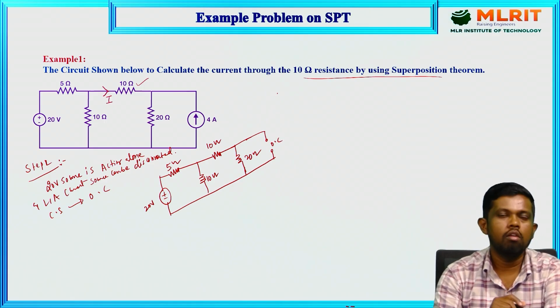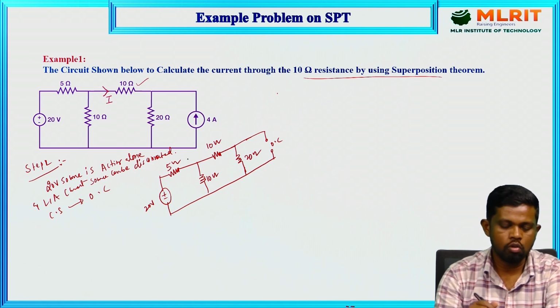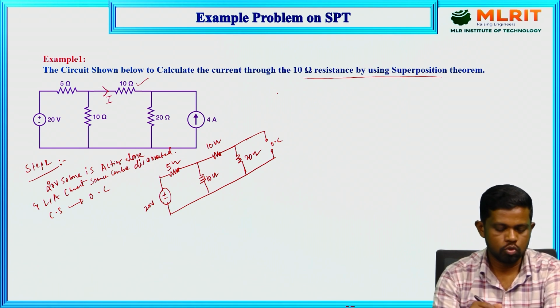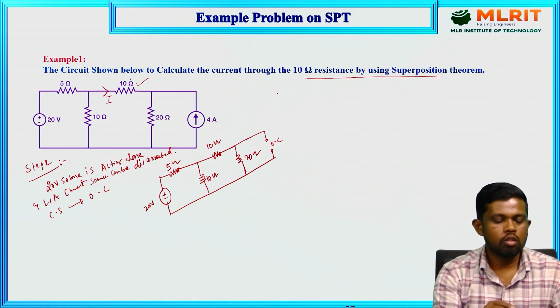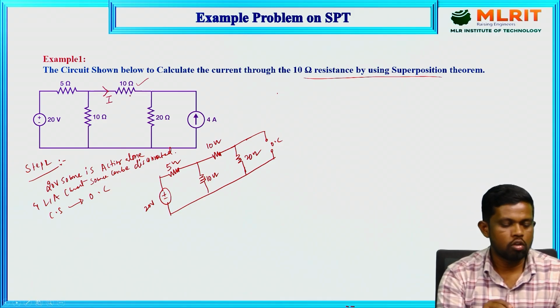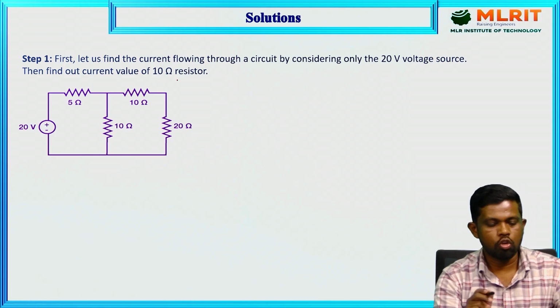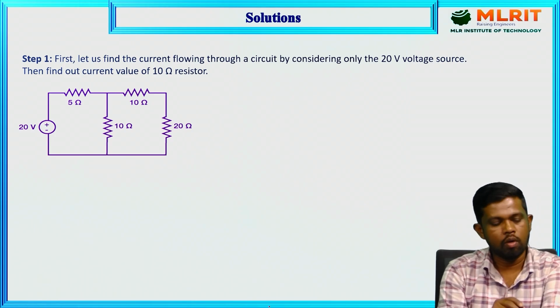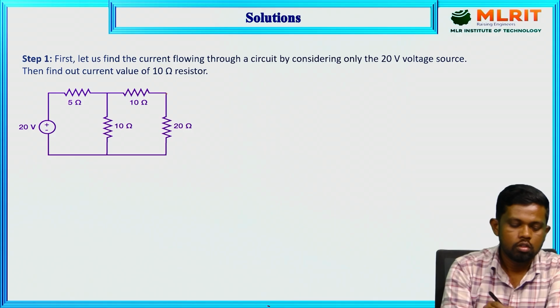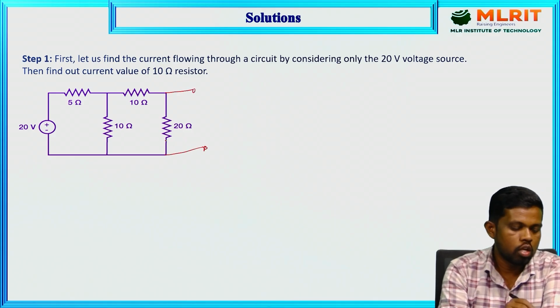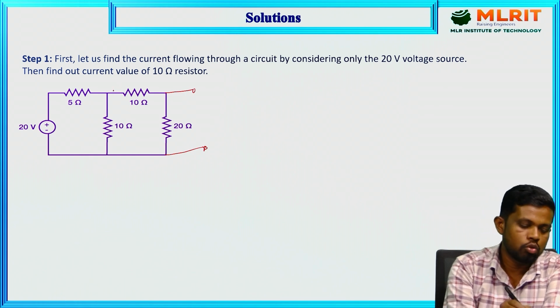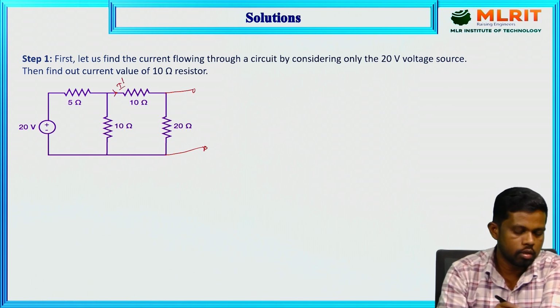So in step number 1, we apply one source acting alone and disconnect the other source. The 20 volt source is connected and the 4 ampere source is replaced by an open circuit. According to the question, we need to find the current through this 10 ohm resistor only. So we disconnect the current source and keep the 20 volt source as it is. The corresponding current through the 10 ohm resistor is I dash.